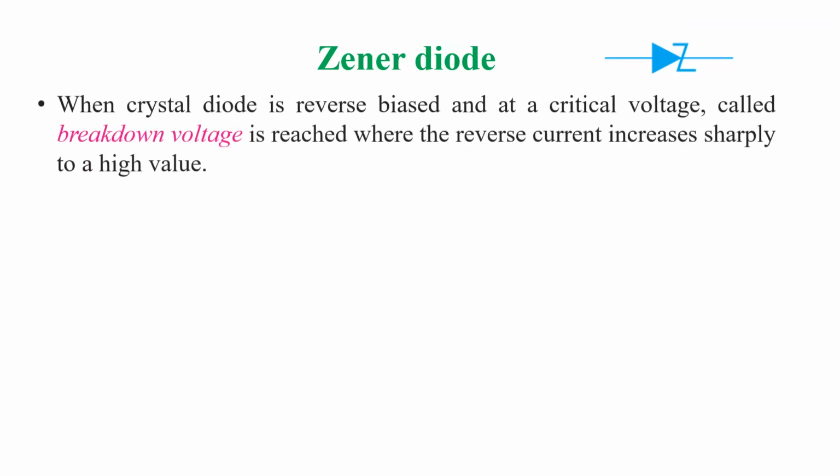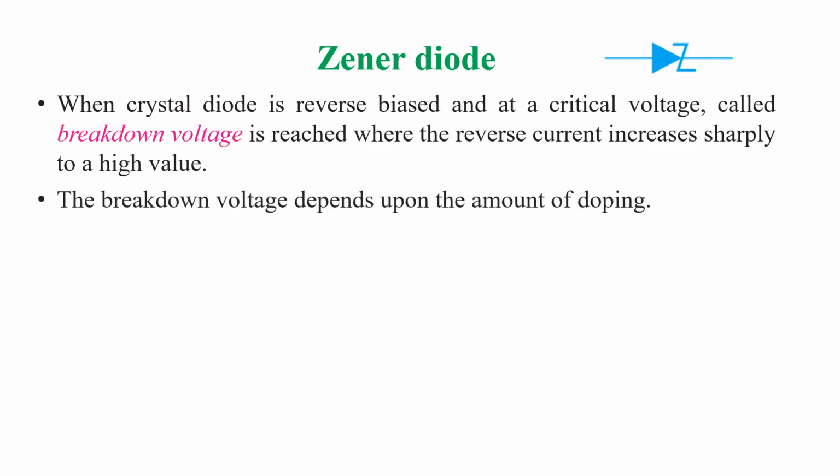When a crystal diode or semiconductor diode is reverse biased, it is observed that at a breakdown voltage, the reverse current increases sharply or suddenly, and that is going to damage the diode. In a semiconductor diode, when it is reverse biased, there will be the phenomenon of thermal runaway because of the flow of very high current once the breakdown voltage is reached.